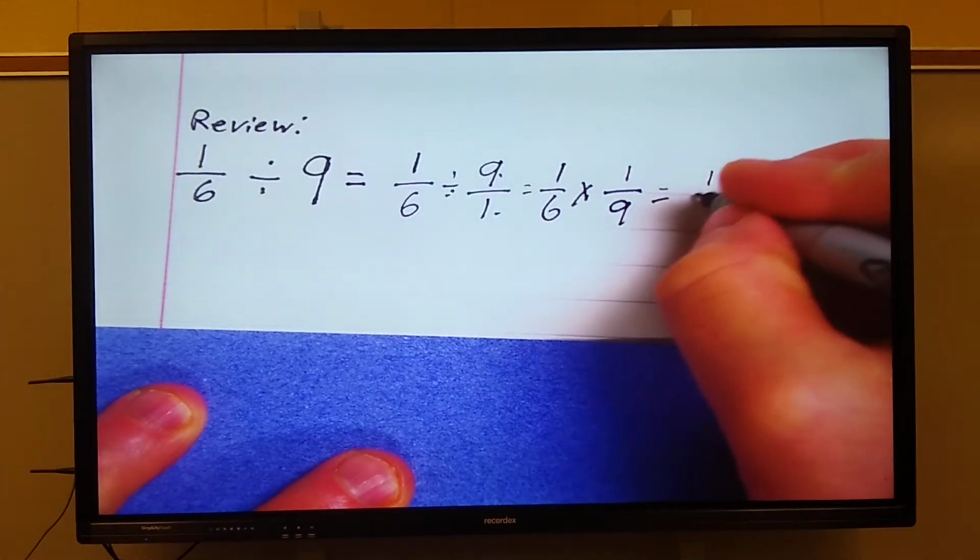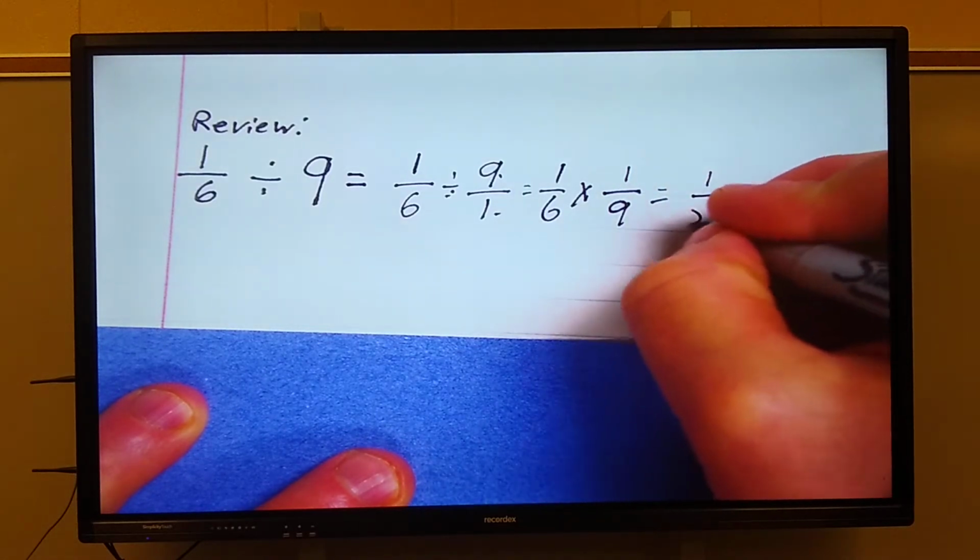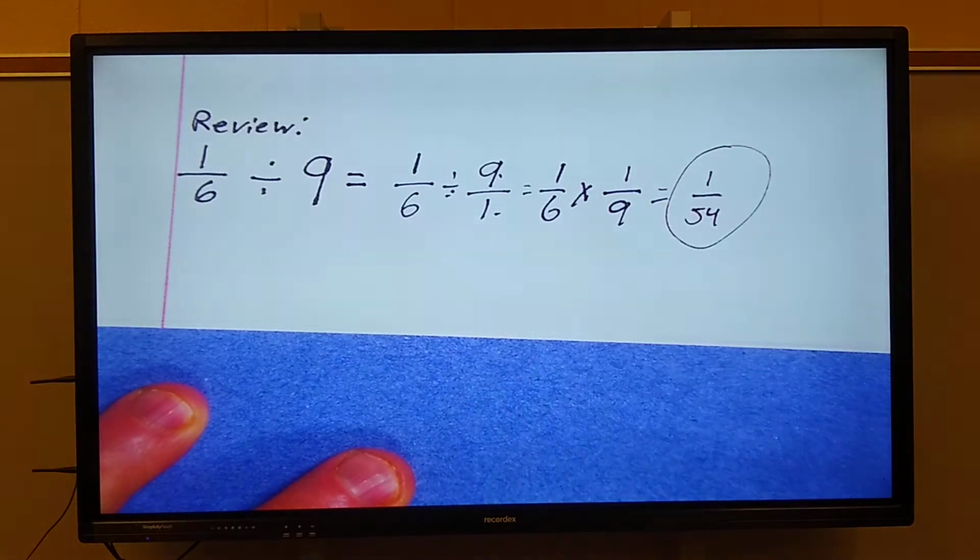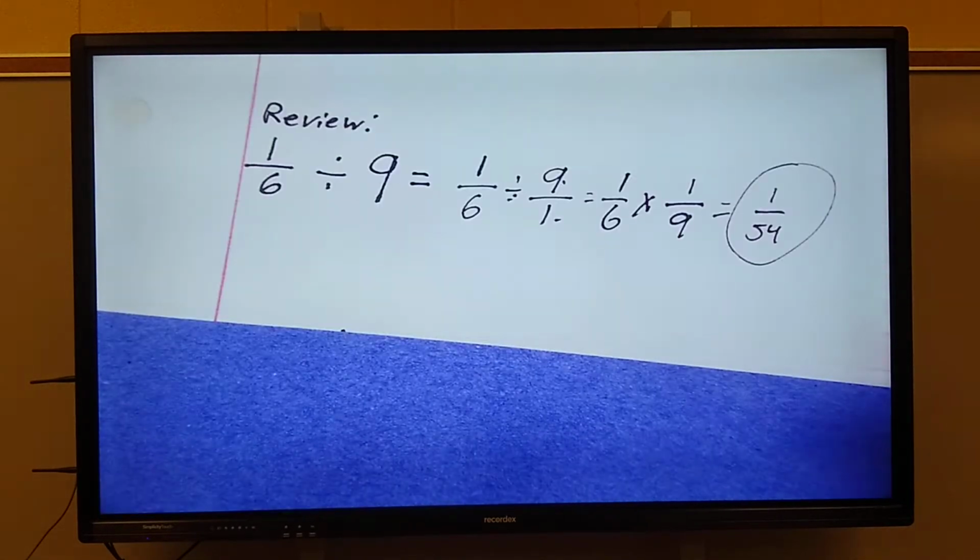1 times 1 equals 1. 6 times 9 equals 54. Yes, that is the simplest form. No, that is not an improper fraction. There you have it. 1 over 54. Now, let's learn something new.